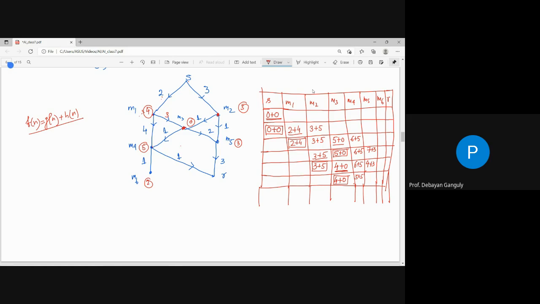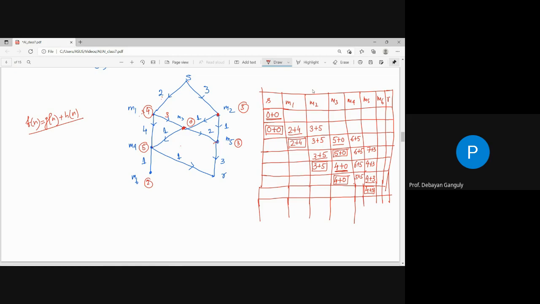And from M3, there is M5. That means 4 plus 2, that means 6, 6 plus 3. But 6 plus 3 is greater than 4 plus 3, so 4 plus 3 will remain the same. Now among these two, this one is the smaller, so I can select this 4 plus 3 into the closed. That means the node M5.